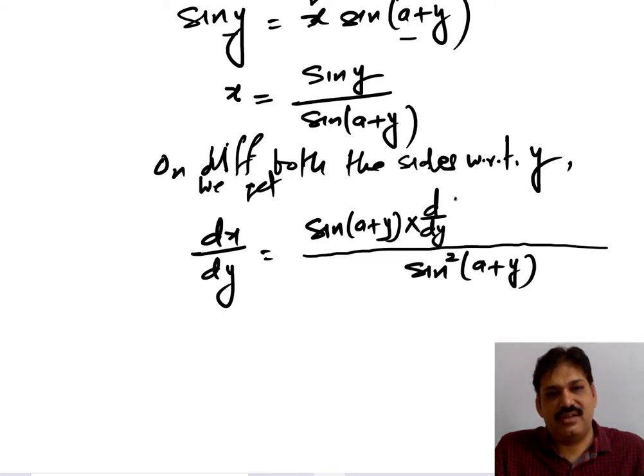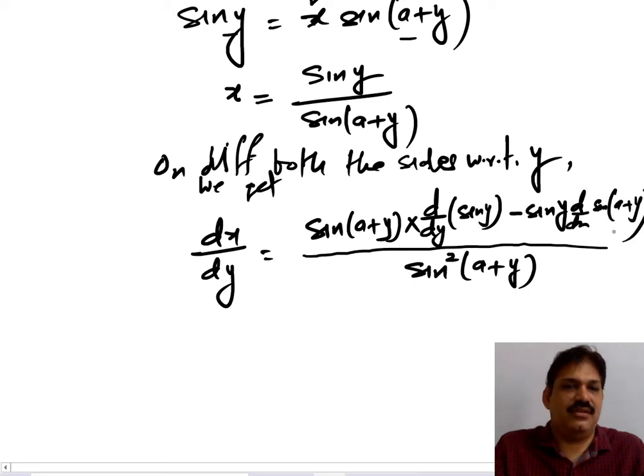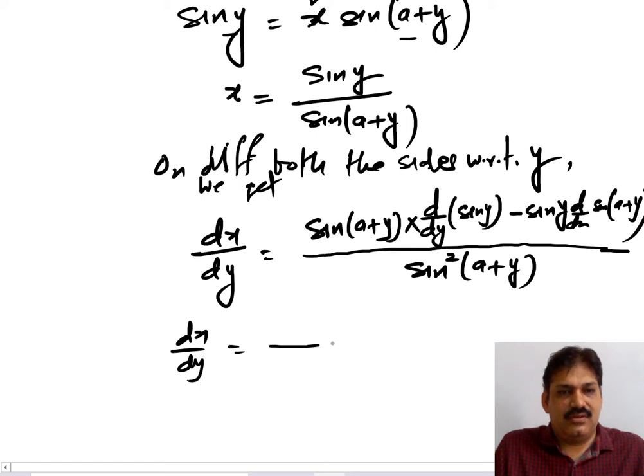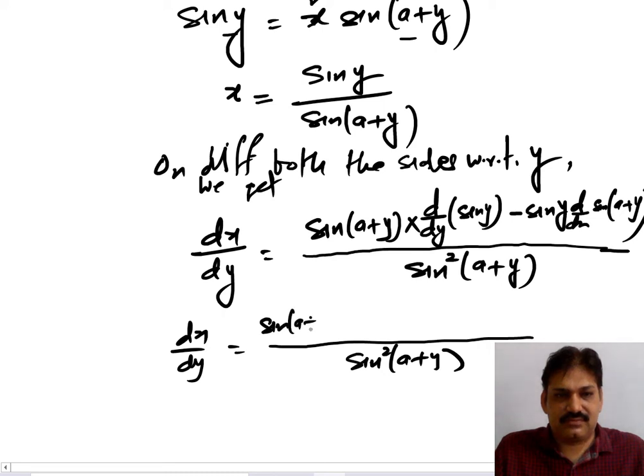I am writing here the derivative of, minus, this time sin y remains same, and the derivative of sin(a + y). Okay. Now we differentiate. So the denominator will be same. This is simply sin²(a + y). Now sin(a + y) multiplied by the derivative of sin y with respect to y.